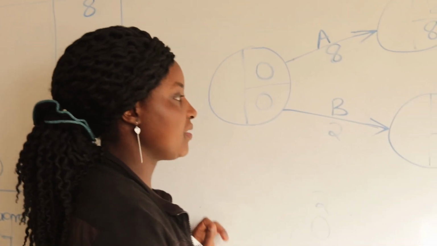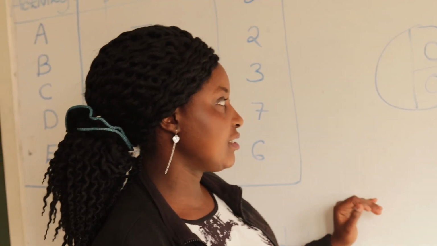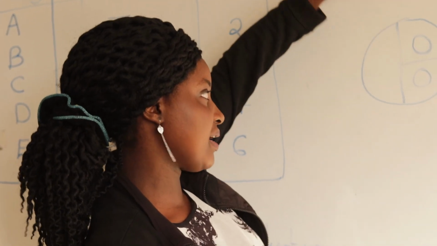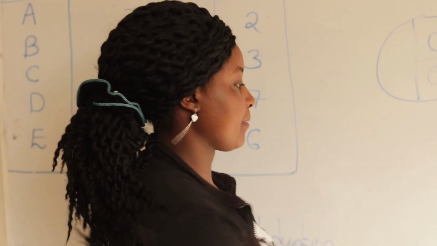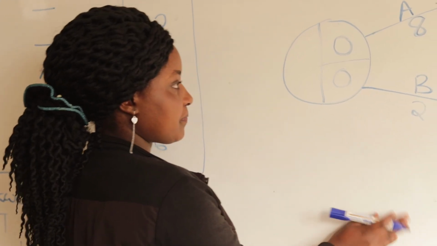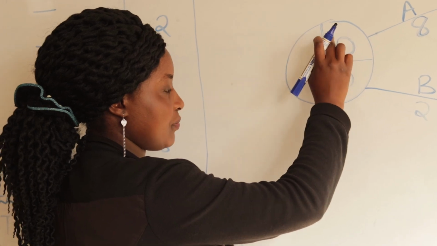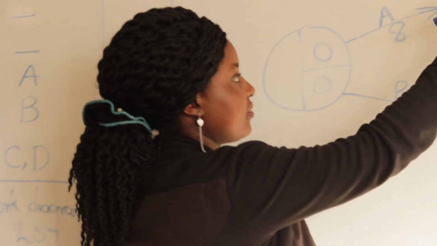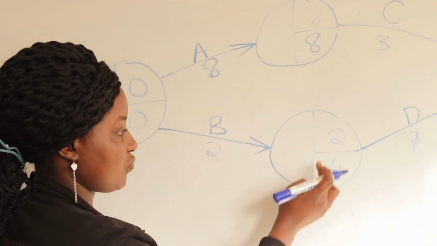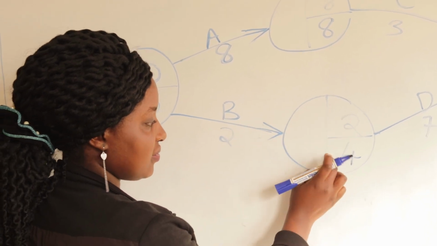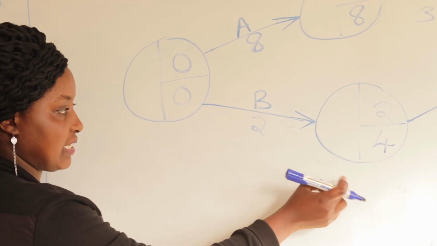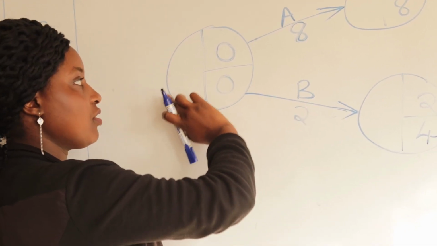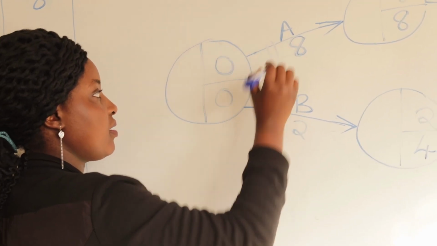To determine the critical path, we look for where both the early starting time and the late starting time are equal. In this case, for example, this node is 0, 0, this one is 8, 8, this one is 2, 4. Because there is no equality in this one, it cannot be our critical path. So our critical path will be this one.